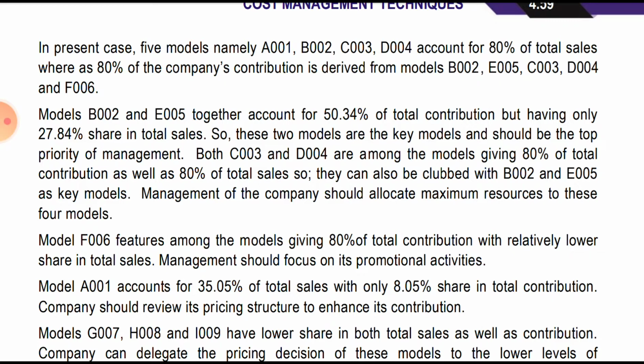Both C3 and D4 are amongst the models giving 80% of the contribution as well as 80% of the sales. So by combining C3 and D4, they are giving 80% of contribution and 80% of the sales, so they can also be clubbed with B2 and E5. So B2 and E5 should be the priority, and C3 and D4 should also be the priority of the management. Management of the company should allocate the maximum resources to these four models.